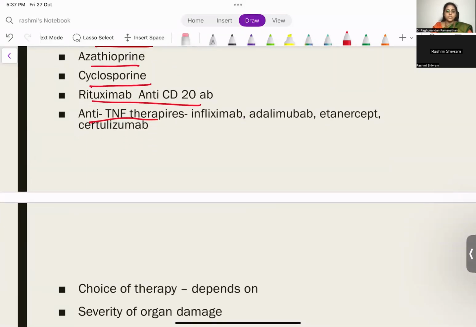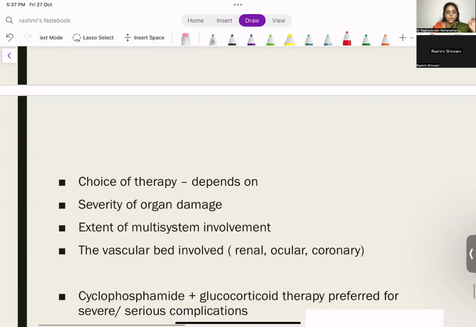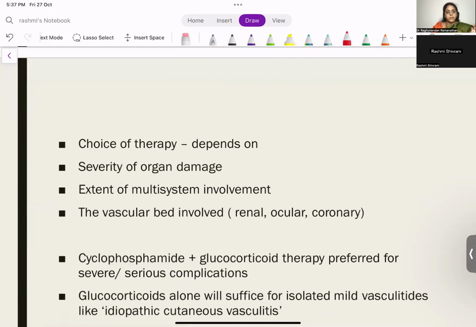The choice of therapy usually depends on the severity of organ damage, the extent of multisystem involvement, and which vessels are involved. Is it the renal vessels or the ocular vessels or the coronary vessels which are involved? Based on this, we are going to guide the treatment. So how do we give the steroids? Usually in severe cases, we give pulse steroids. IV steroids, which is called pulsing, followed by oral glucocorticoids.